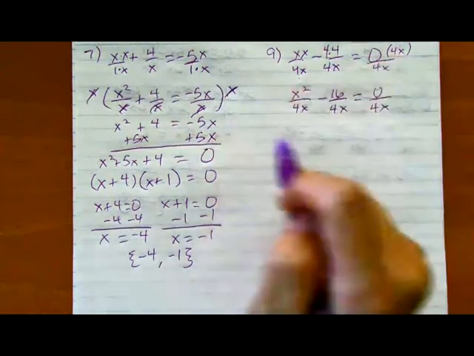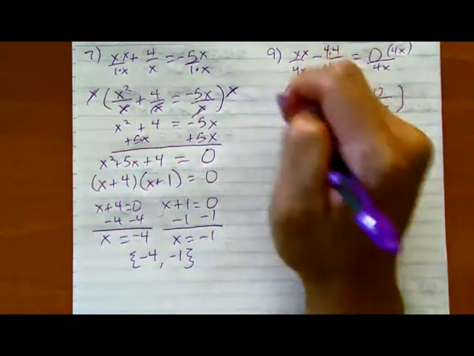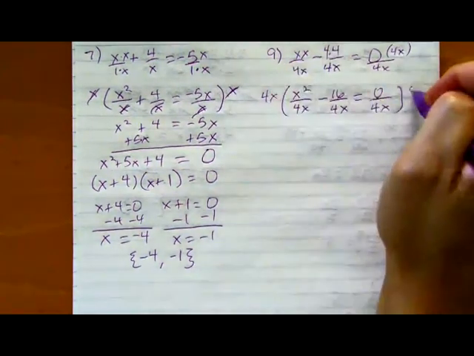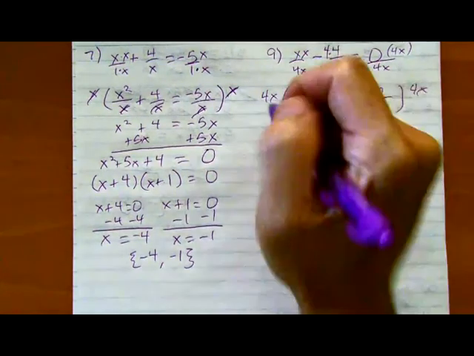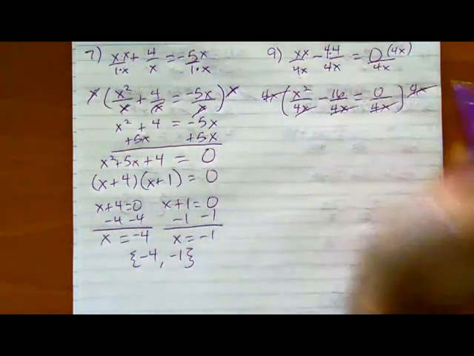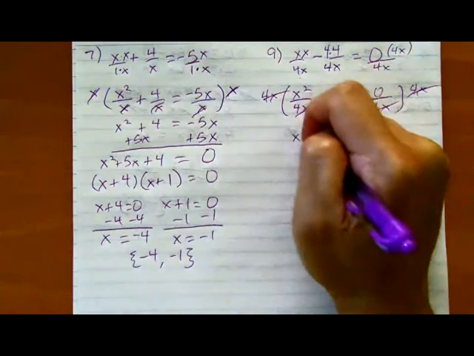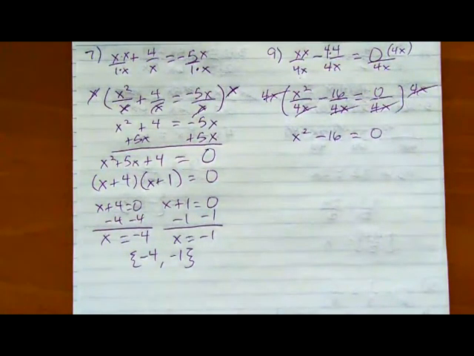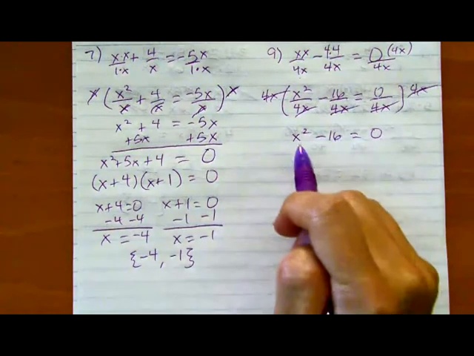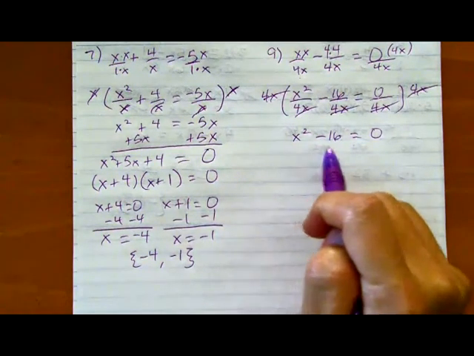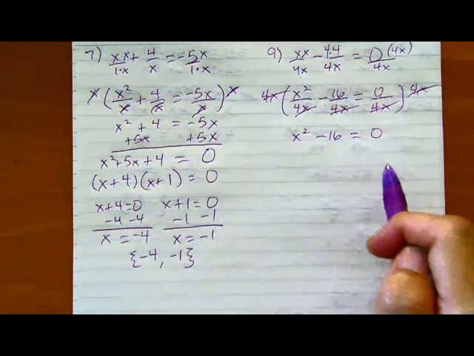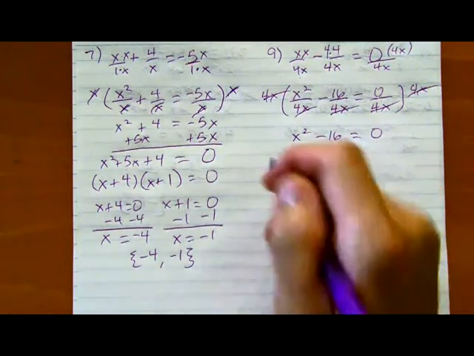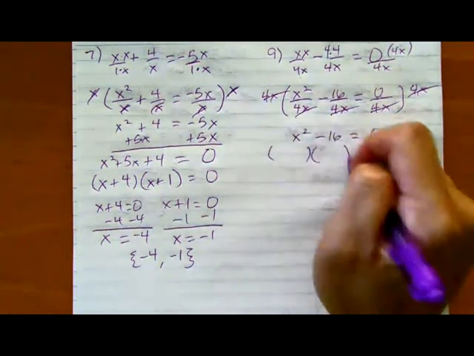Okay, the denominators match. We can multiply both sides by 4x. That'll cancel the denominator. No fraction. Since there's an x squared term, we need to get it in standard form, which it already is. There's a 0 on one side. We just got to factor. They have nothing in common.